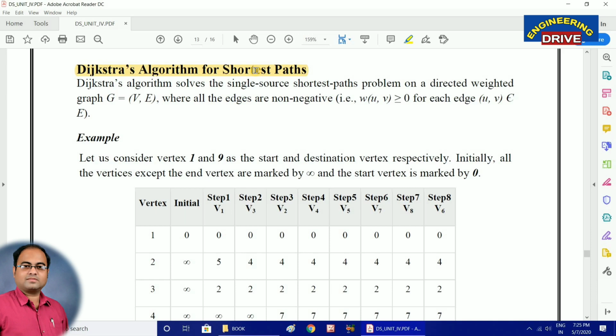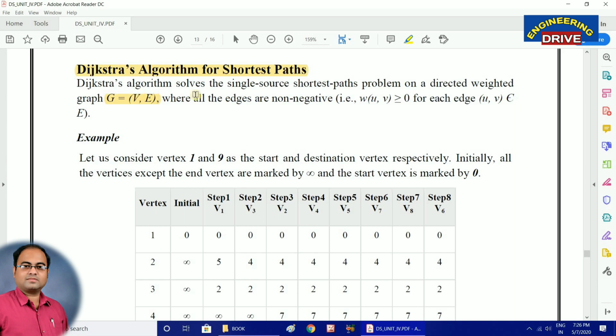So this algorithm will work based on vertices and edges as usual. Our graph should be in the form of G = (V, E). I have already told you about the use of graphs in one of my videos in my data structures playlist. You can go ahead and watch that. So our graph is a combination of vertices and edges.